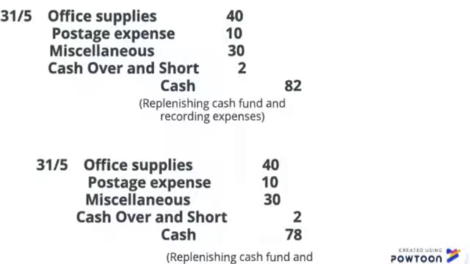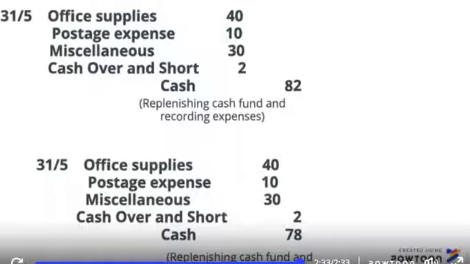In the first journal entry, the company has lost $2 and there is no explanation for this. As a result, we debit the cash over and short and credit the cash including the $2 to replenish. In the second journal entry, there is extra money in the fund. This means that we credit the extra money, which was $2, and as a result, you do not need to add the full amount of the cash used. So instead, you minus $2 from $80, which is $78.